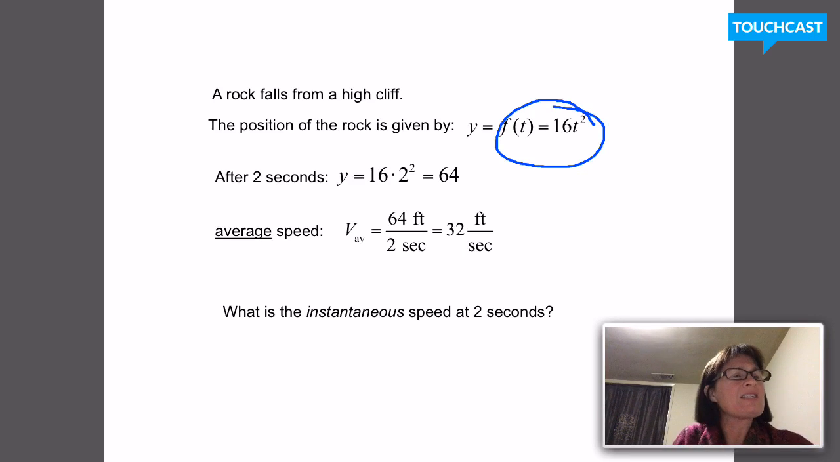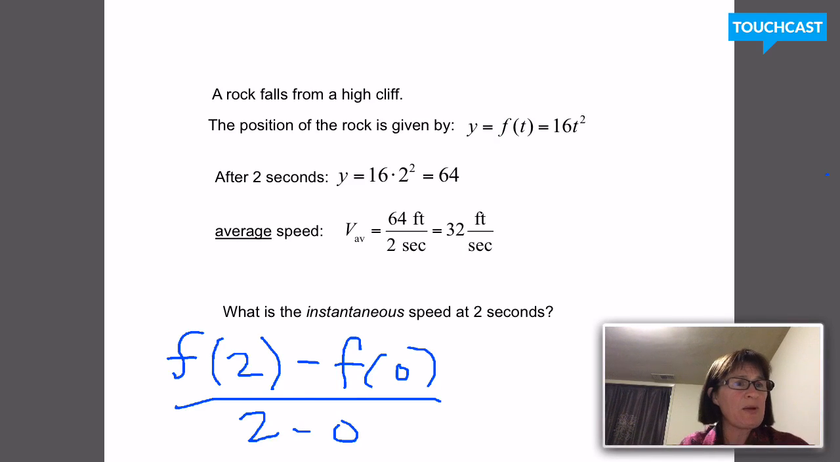So we want to talk about this new idea now. How could we find the instantaneous speed of the rock at exactly the time 2 seconds after it started falling? If you had a police officer's radar gun trained on the rock at exactly 2 seconds after it falls, how fast is the rock going?